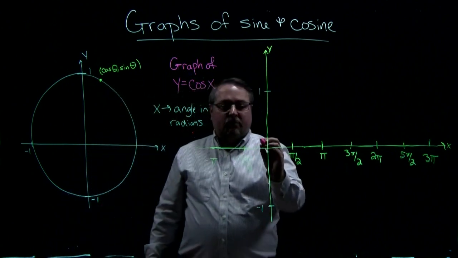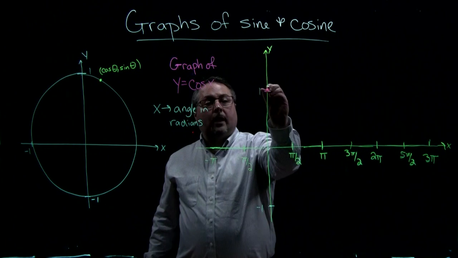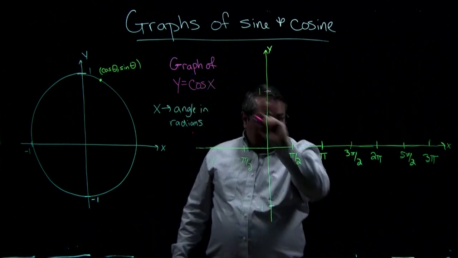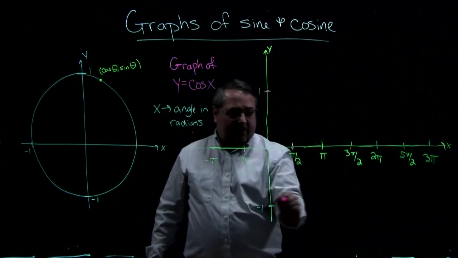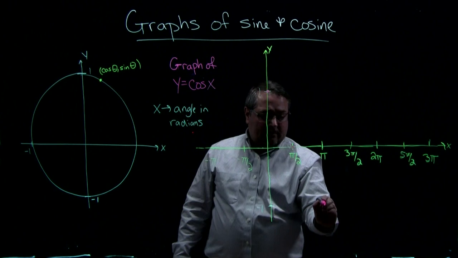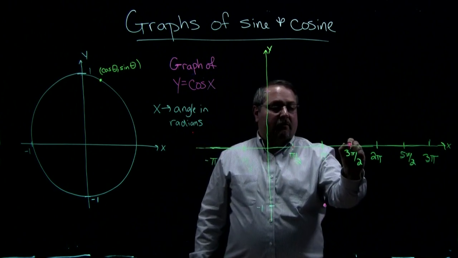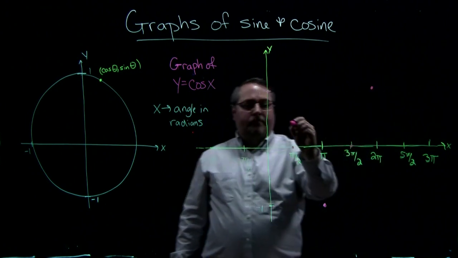So if we start at x equals 0, an angle of 0 has a cosine value of 1. Pi over 2 has a cosine value of 0. Pi has a cosine value of negative 1. 3 pi over 2 has a cosine value of 0. 2 pi has a cosine value of 1.